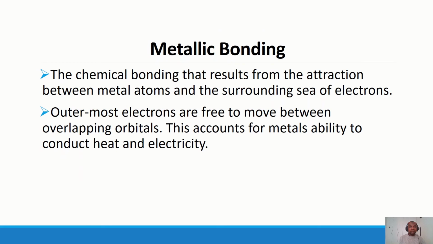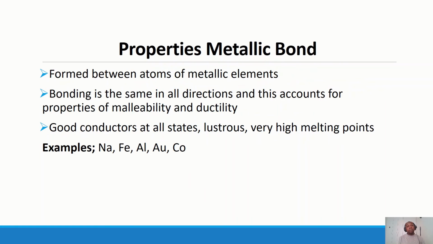Metallic bonding. This is the last type of bonding that we're going to talk about. It is the chemical bonding that results from the attraction between metal atoms and their surrounding sea of electrons. So the outermost electrons are free to move between overlapping orbitals. This accounts for metals' ability to conduct heat and electricity. So this kind of bonding is majorly found in metals, and they also have properties.